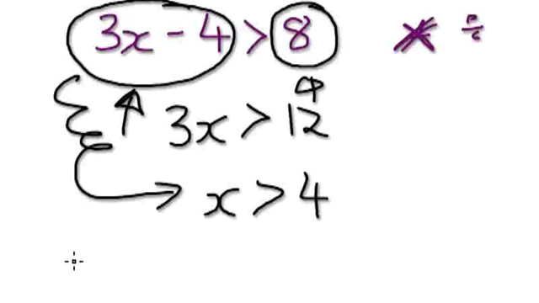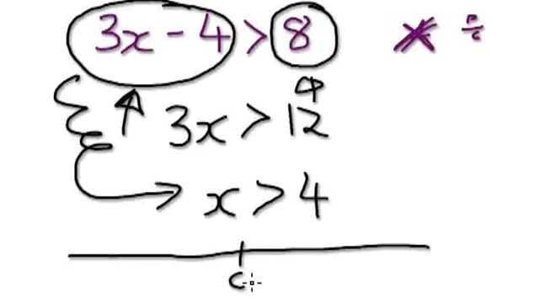So to illustrate this on the number line, your number line will look like this: 0. The critical point here is 4. But the thing is, you cannot choose 4 because this is saying x has to be strictly bigger than 4. If you had something like this, then yes, you can choose 4, but here x has to be strictly bigger than 4.